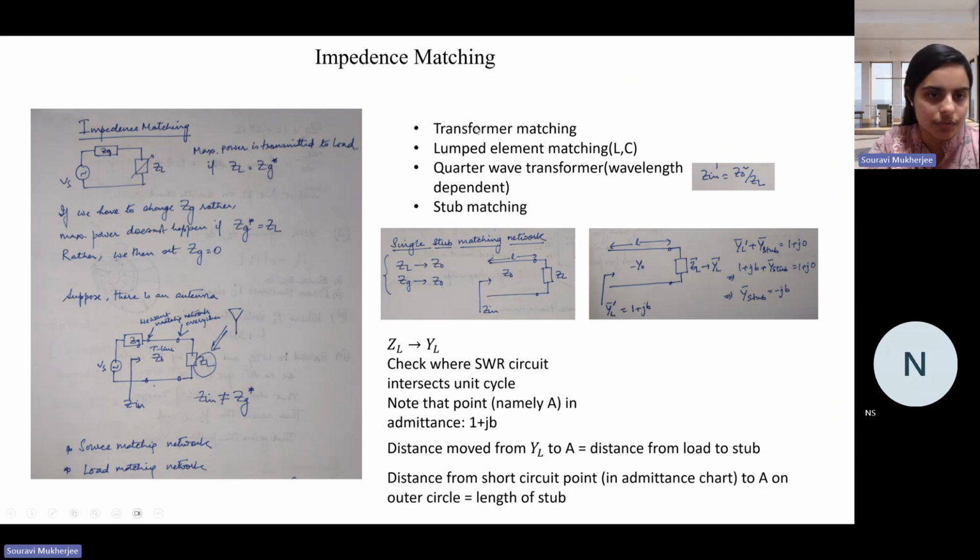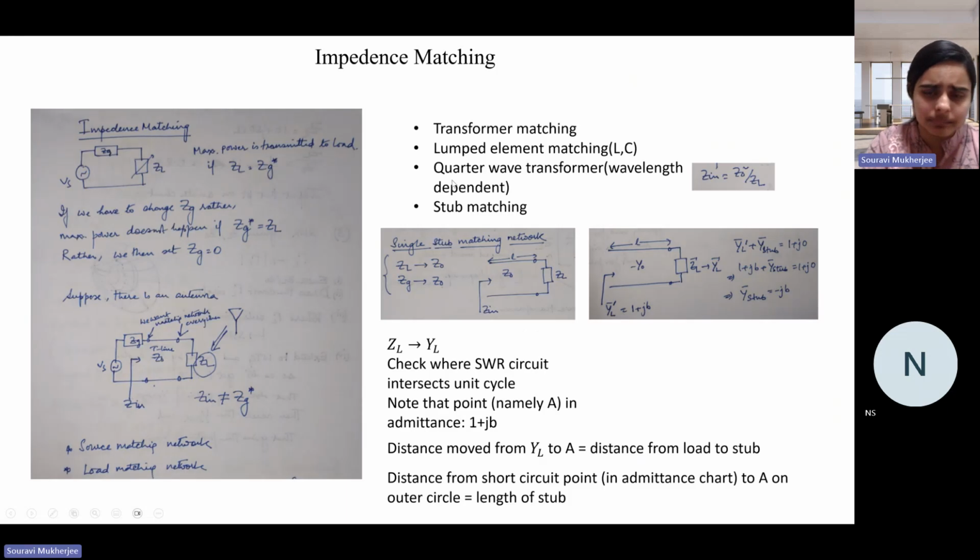So one way is to use a transformer. Between the two, suppose here, you can use a transformer in order to effectively make the load look like the source impedance. But this generally works at lower frequencies. Another way is to use a lumped circuit element which involves L and C, so that you have some added impedances which together give you an impression that at the load end your total impedance has changed and it effectively looks like the source, so that it matches, right? So that kind of lumped element matching can be done.